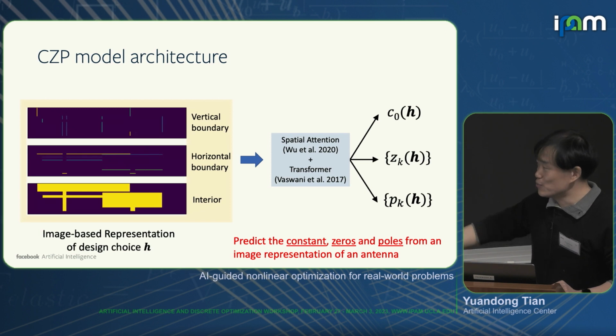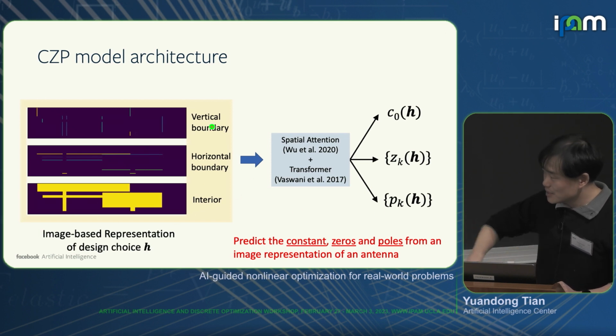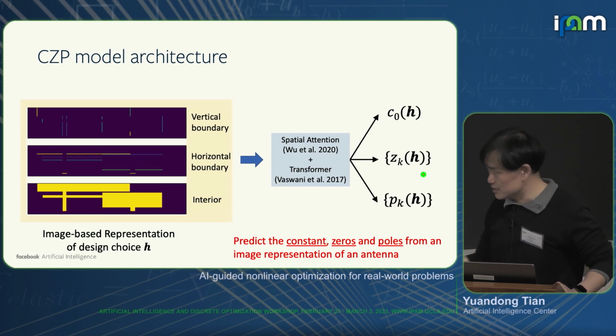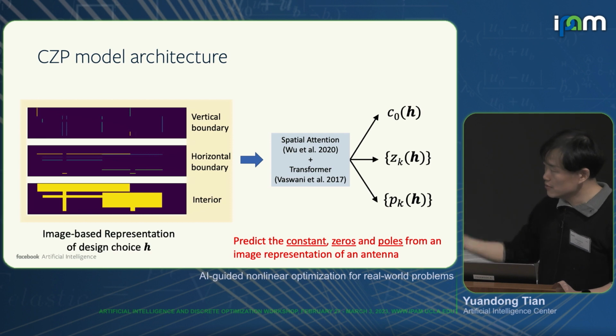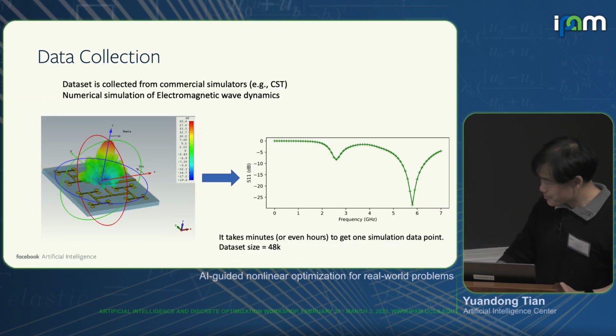So in order to do that, we learn a mapping from the image-based representation of the design choice all the way to these three quantities, right? That mapping can be very complicated. So we leverage the power of a neural network to learn these mappings from the representation all the way to these quantities that we don't know, but that are critical for determining the final frequency response. Okay, so that's basically the idea.